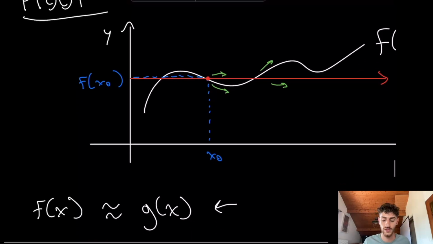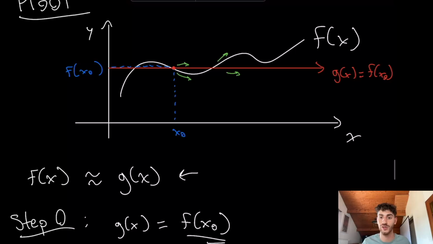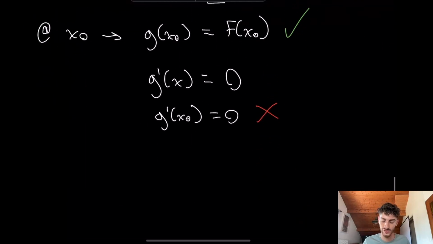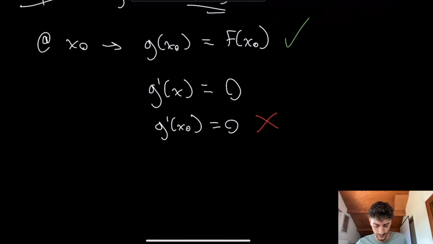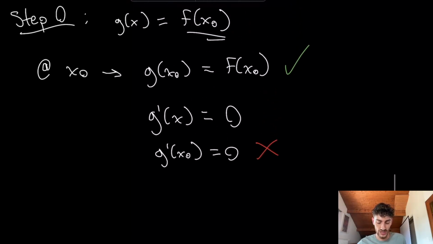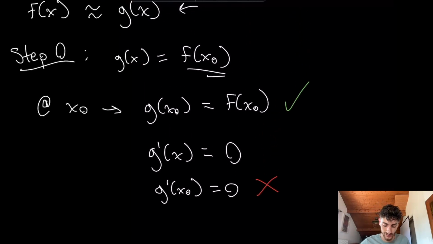I have a video on differential calculus if you need to go to that, if you don't know anything about derivatives. But so even though the value at x naught is correct, the derivative is wrong. So it's not changing correctly.